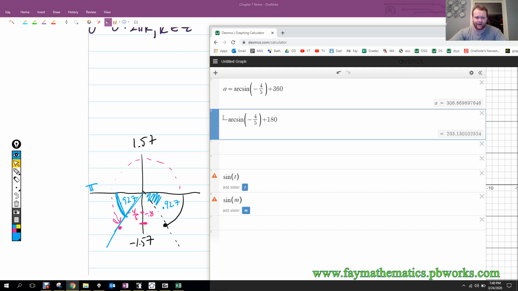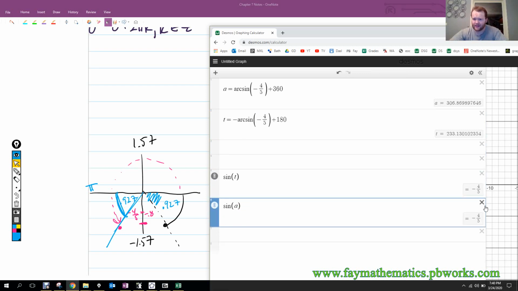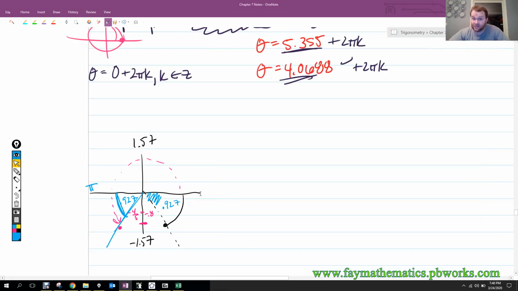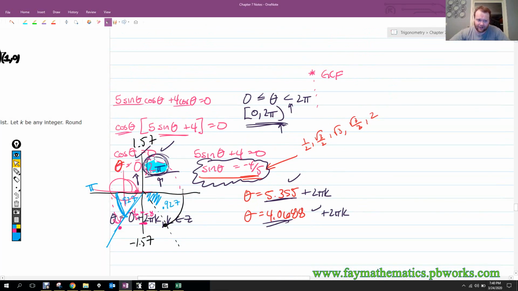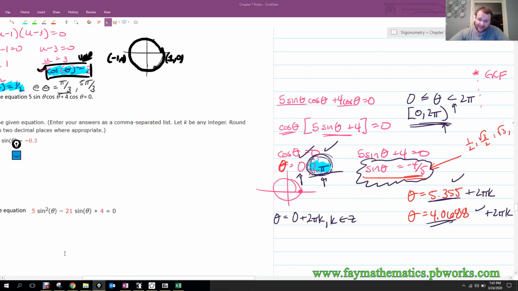And now we can see that if I go, let's just call this t again. If I go sine of t, you're seeing then negative 4/5 coming back. And if I go sine of a, you're seeing negative 4/5 again. So you can do it in degrees. Initially, I think degrees are easier. But a lot of your WebAssign stuff is not going to ask for your solutions in degrees. They're going to ask for them in radians. So I wanted to show an example like that.